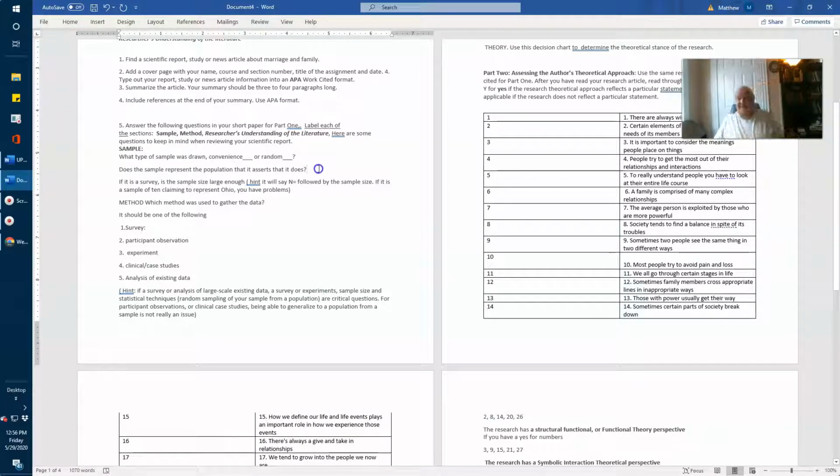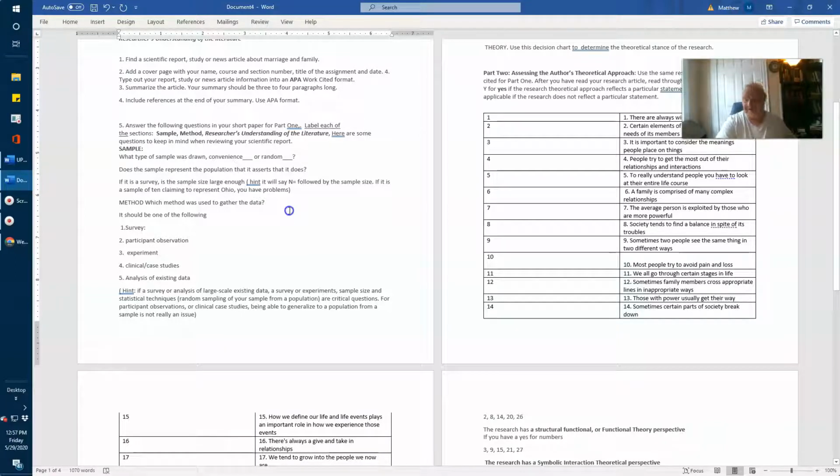Does it represent a population? Now, for some research, if you choose a clinical analysis, they may talk about whether it's applicable to larger groups or not, but that might not be a question. If it is a big kind of pattern in your research, then you're going to have to decide whether that's an important question or not, okay?